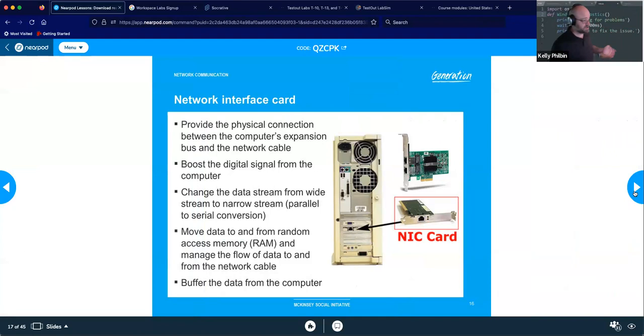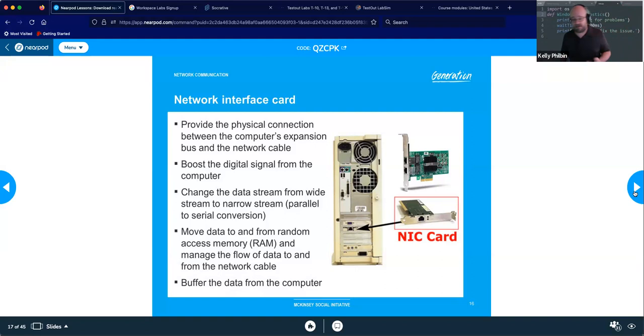It can boost the digital signal from the computer, change the data stream from a wide stream to a narrow stream, parallel to serial conversion, and moves data to and from random access memory, and it manages the flow to and from the network itself. And depending on the speed of the data coming in, it can buffer that network so that the computer can handle it and be able to process that information. And that is your network interface card. It can be wired or wireless.